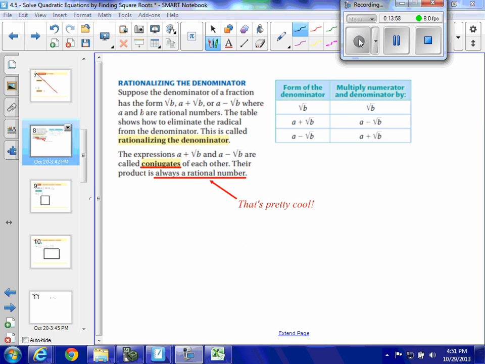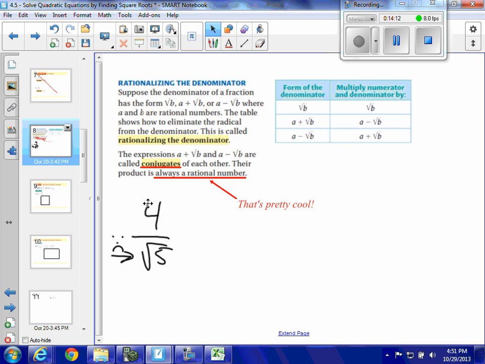Let's say I have 4 over radical 5. I don't want radical 5 in my denominator. Don't want that. So I can multiply my numerator and my denominator by radical 5 divided by radical 5. I'm multiplying it by 1, and I can multiply anything by 1 and it's okay.